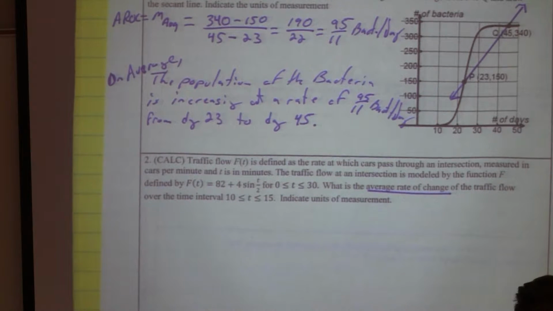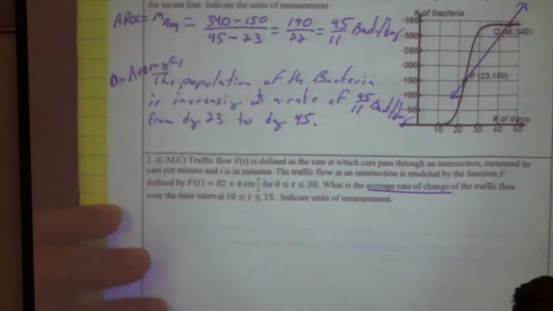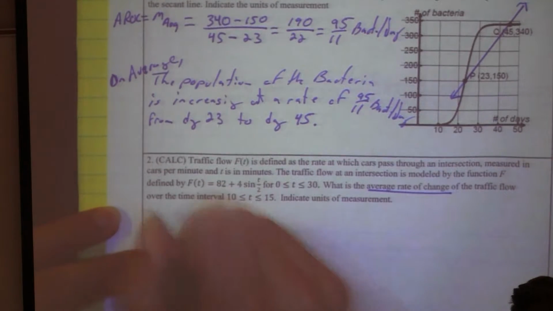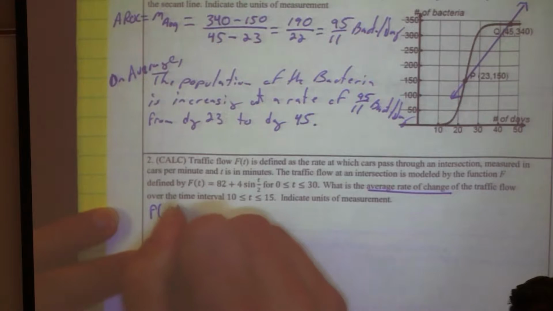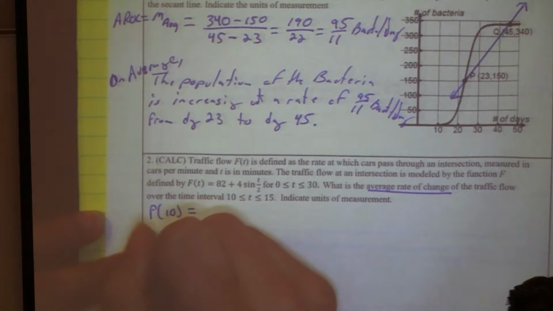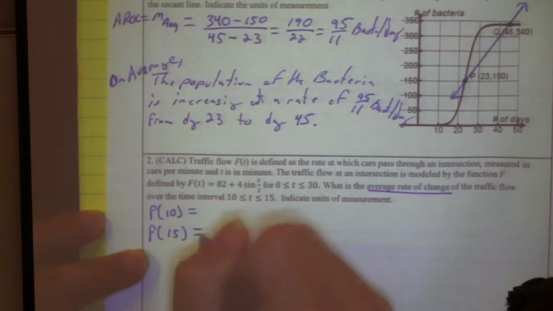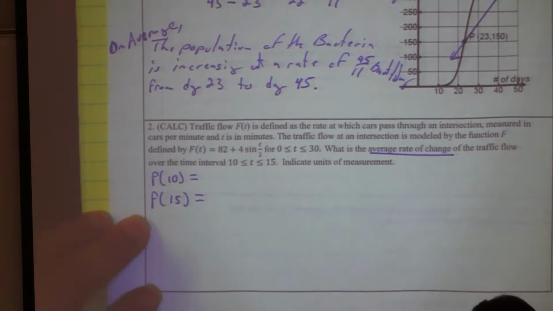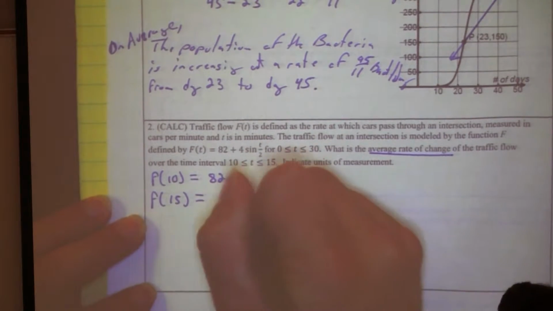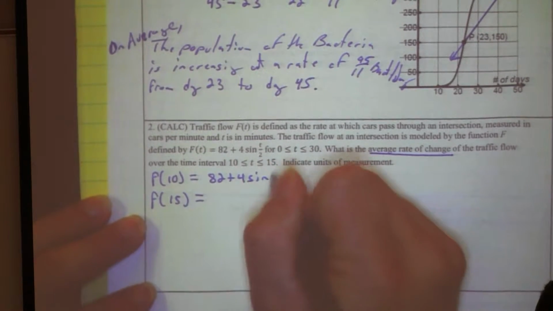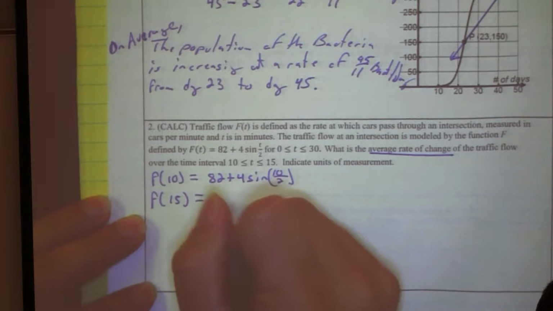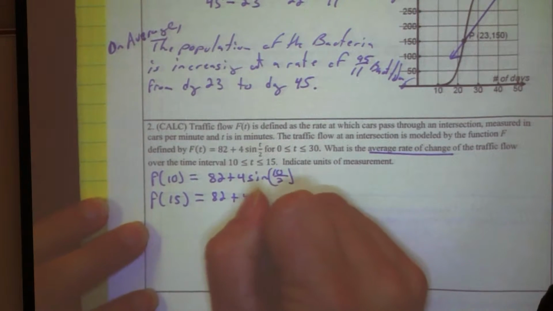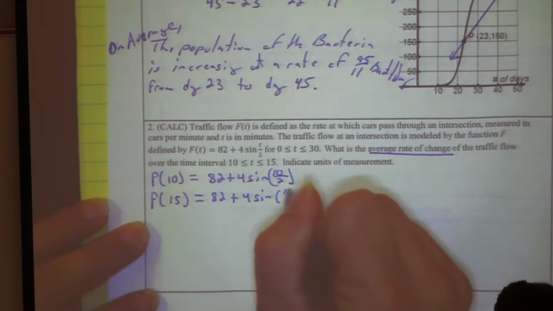So I only have the x parts of the point. How do I find the y's? F of b minus f of a. Very good. So I have to do f of b minus f of a. Basically we're trying to find f of 10, right? And we need to find f of 15. So you need to plug those in, use your calculator, and figure out the values. 82 plus 4 sine of 10 over 2. 82 plus 4 sine of 15 over 2.